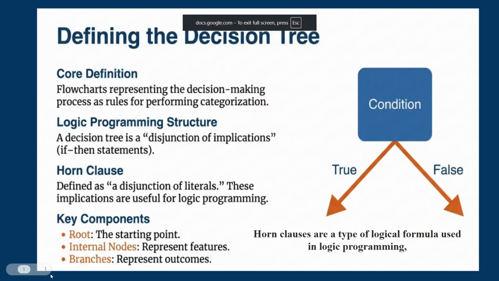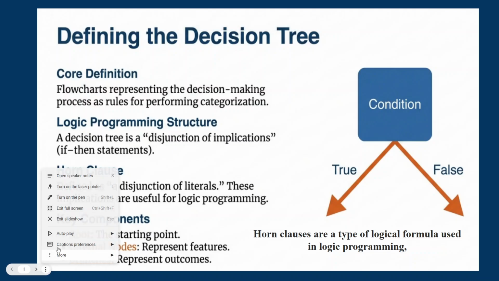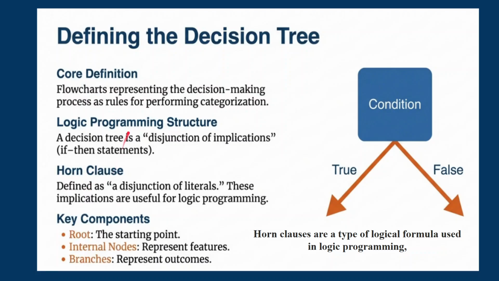Hello everyone, in this video we are going to learn about the decision tree. Let us first understand what a decision tree is. A decision tree looks like a flow chart representing the decision making process as rules for performing categorization. So like this, it is a condition we can categorize as true or false.